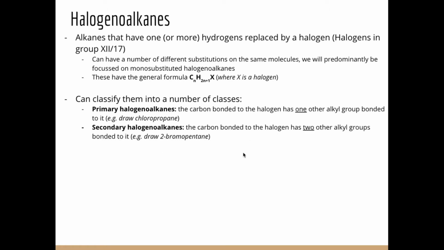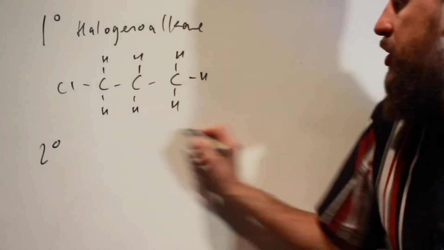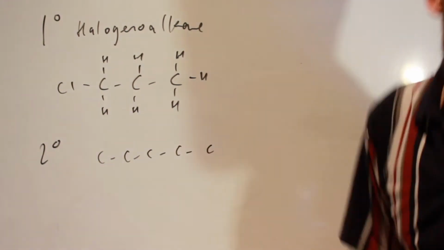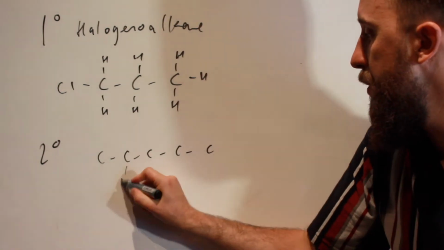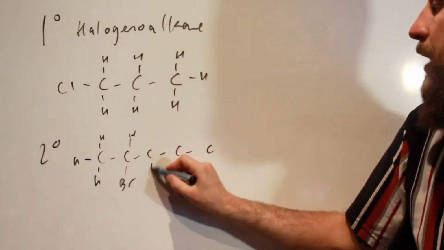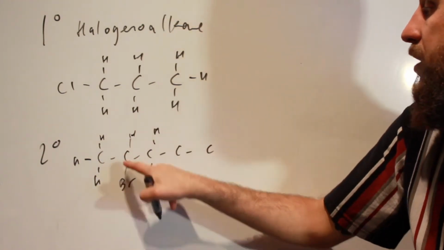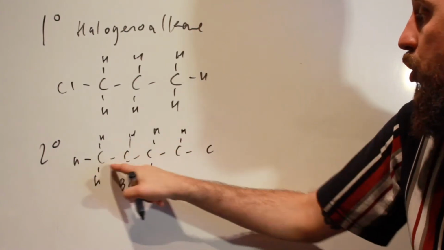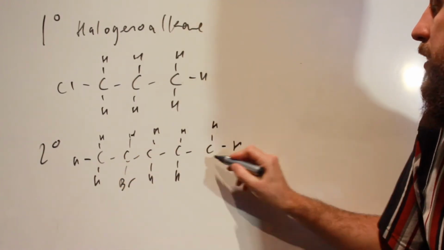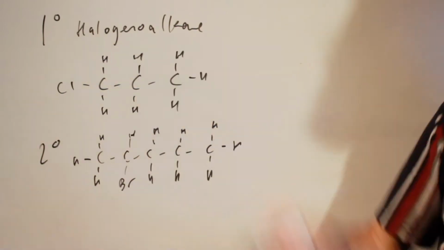Our secondary halogenoalkanes: the carbon bonded to the halogen has 2 other alkyl groups bonded to it. For example, 2-bromopentane. So for our secondary halogenoalkane, what do we have? Pentane, 1, 2, 3, 4, 5. And we have the bromo on carbon number 2. We can see here, this will be classified as a secondary halogenoalkane because the carbon that has the carbon-halogen bond is attached to 2 other carbons. So we've got 2 other alkyl groups attached to that carbon with the halogen. Therefore, we can classify it as a secondary halogenoalkane.